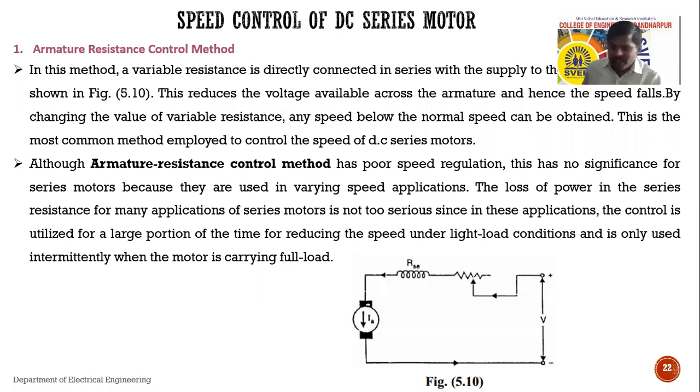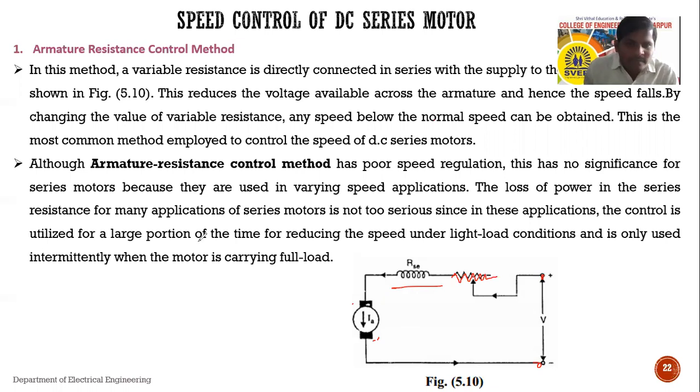In series with the armature, we are connecting a variable resistance. See here in this figure, a variable resistance is connected in series with that of the armature. See, this is the series field winding, which is connected in series with the armature. In series with both, we are connecting a variable resistance, which is in series with that of the field winding.